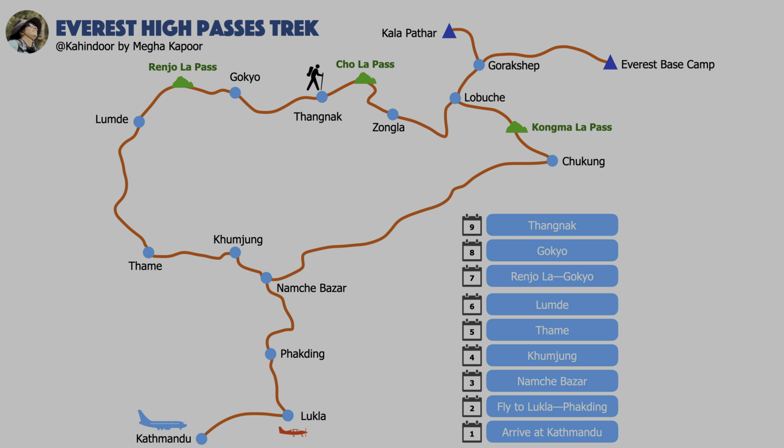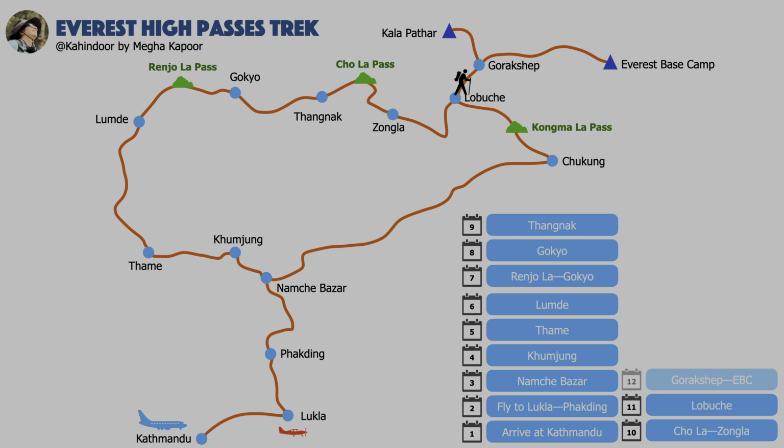And then on day 10 you will cross the second pass, which is the mighty Cho La Pass, and stay at Dzongla. Day 11 is Dzongla to Lobuche, day 12 is Lobuche to Gorakshep, then to EBC and back to Gorakshep. Day 13 will start with an early hike to Kala Pathar and then back to Lobuche. And on day 14, you will cross the 3rd pass, Kongma La Pass, and stay at Chukung.